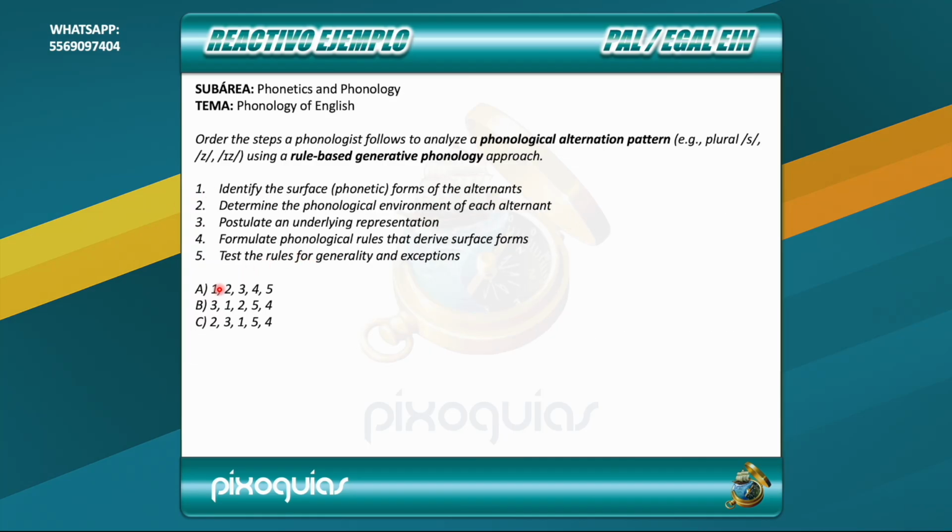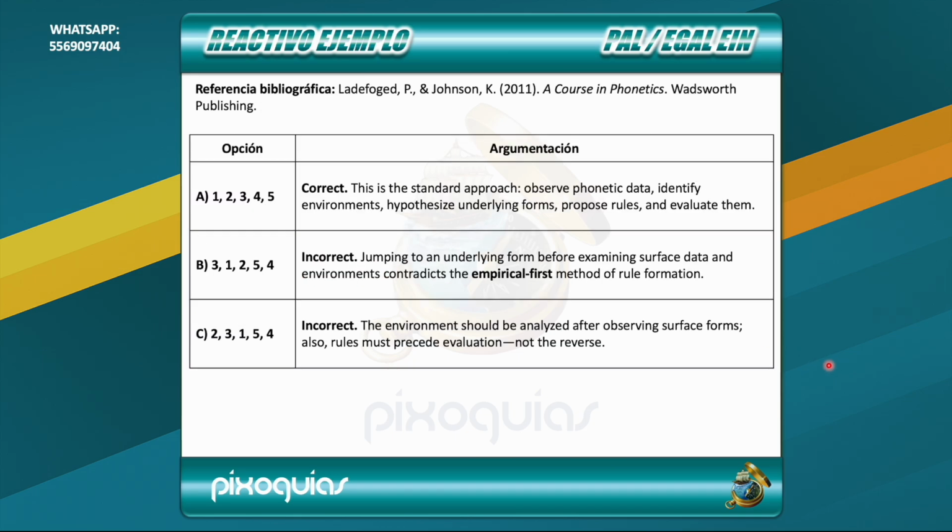Let's check it out. 1. Identify the surface, like phonetic, forms of alternants. 2. Determine the phonological environment of each alternant. 3. Postulate an underlying representation. 4. Formulate phonological rules that derive the surface forms. And 5. Test the rules for generality and exceptions. This sequence is correct because this is the standard approach. Observe phonetic data, identify environments, hypothesize underlying forms, propose rules, and evaluate them.